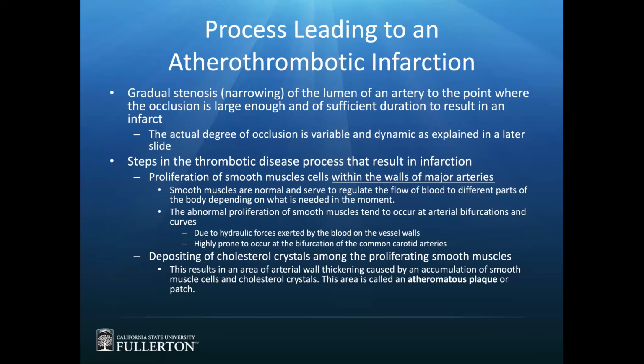And it's highly prone to occur at the bifurcations of the common carotid artery. So we're going to refer to this carotid artery a lot. In other words, you can have the disease process all over, but this may very likely be the one that causes the problem. And you actually have more disease process here. And so this is the cause of the stroke when it finally happens. So we've got the proliferation of the smooth muscles. Then the next stage, going to occur some years later, depositing of cholesterol crystals among those proliferating smooth muscle cells.